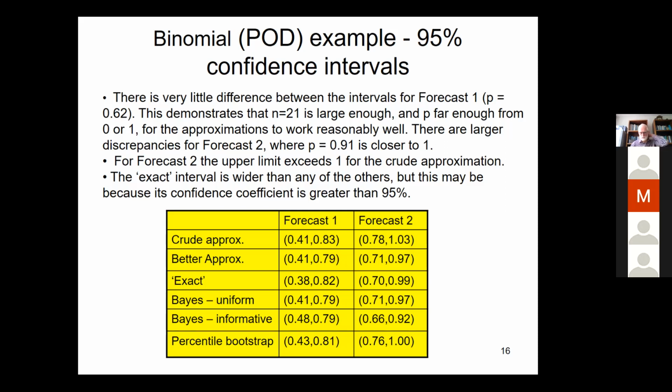The exact interval is wider than the others, but that's probably because it's not really a 95% interval. The others are supposed to be 95% intervals. The exact one probably has an interval confidence coefficient greater than 95%.